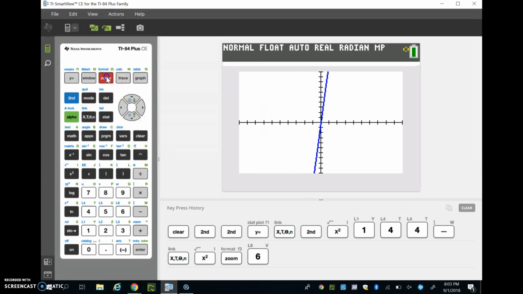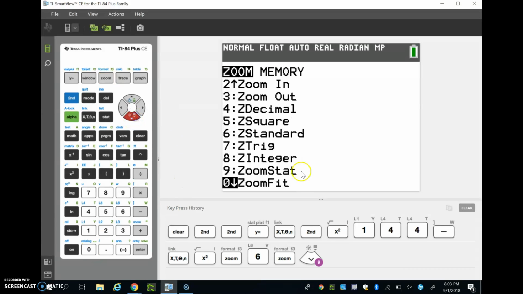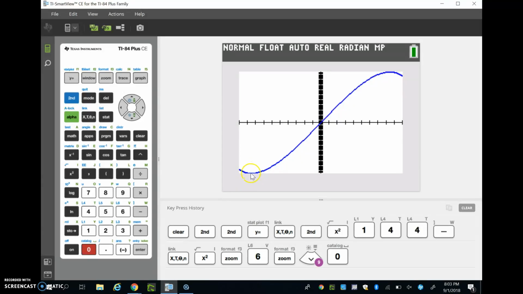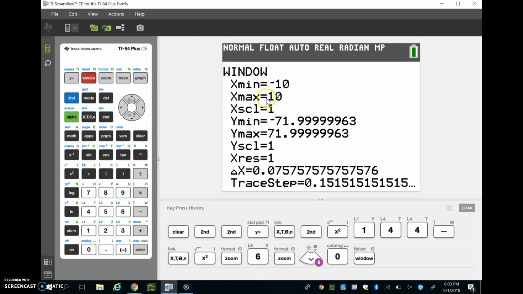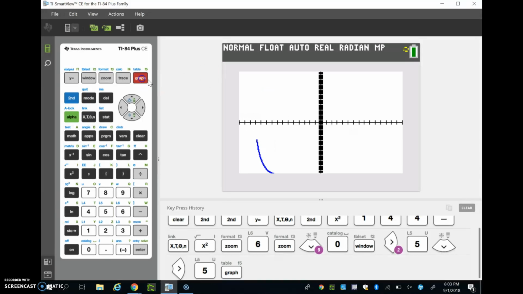So what we're going to do is hit zoom 0, and I'll show you what it looks like. Zoom 0 means fit, so we're actually going to fit the graph right into the window. Now we can see where there's a minimum and where there's a maximum. If you still need to see a little bit further out, we can hit window and increase this one to 15, and then increase down here to 15 also. Let's see what the graph looks like.